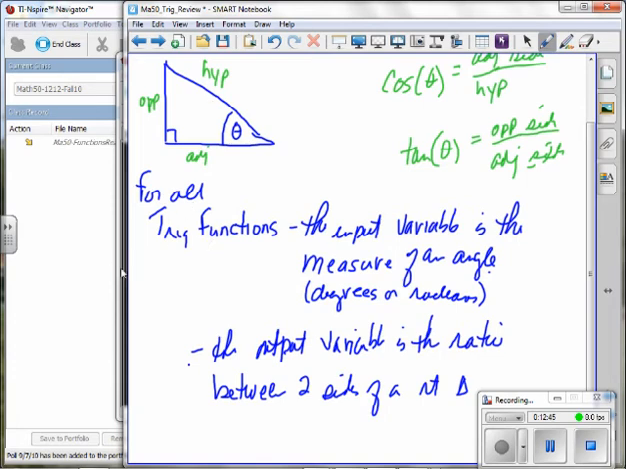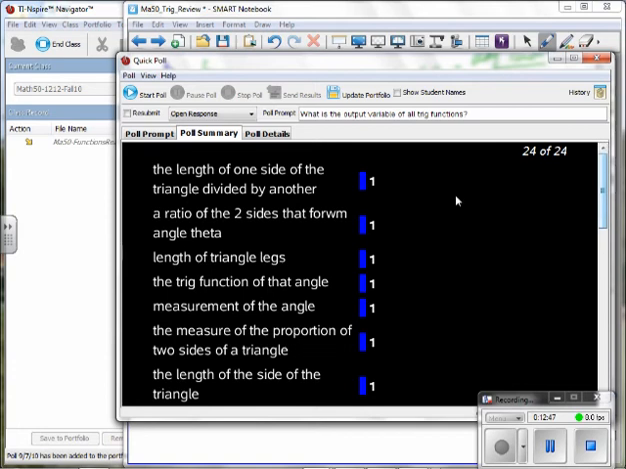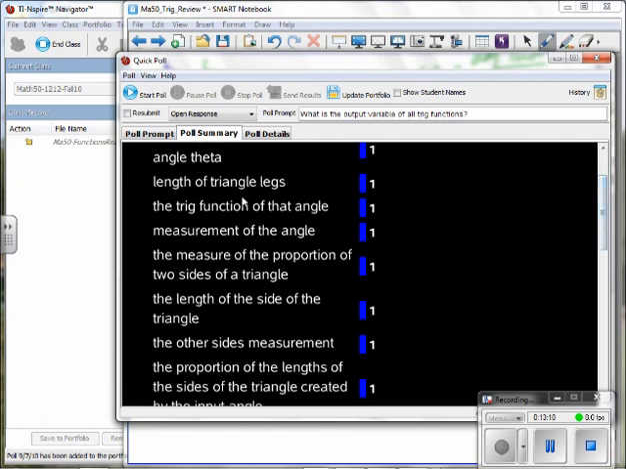Well, let's take a look at what we have here. The length of one side of a triangle divided by another, correct? The ratio of two sides that form angle theta. Is it the ratio of two sides that form angle theta? Not necessarily, because it could be the opposite side, and that opposite side is not forming the angle theta. But you get the right idea. The length of triangle legs, does that include the hypotenuse? We don't often call the hypotenuse a triangle leg. Measurement of an angle, absolutely no. This is the input, not the output.